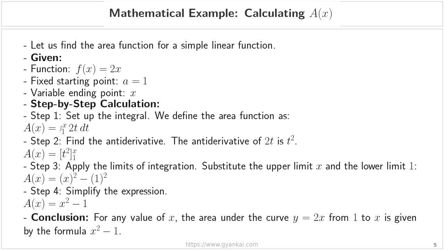Conclusion, and there we have it. For any value of x, the area under the curve y equals 2x, from 1 to x, is given by the formula x squared minus 1. This means if you plug in any value for x, you'll get the area trapped between the line y equals 2x, the x-axis, and the vertical lines x equals 1 and x equals whatever value you chose for x.